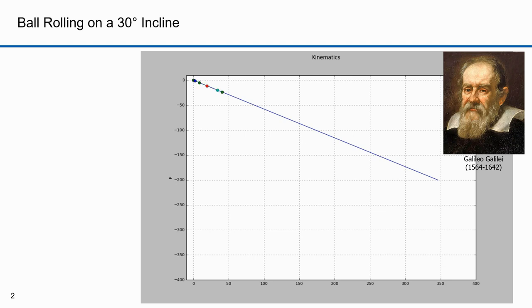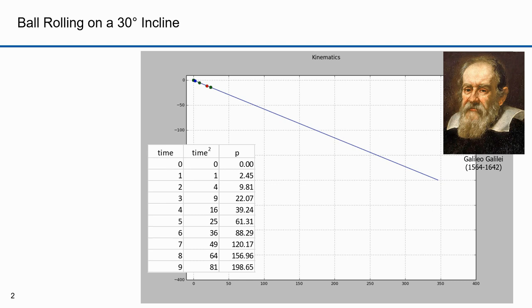Galileo used a water clock to time balls rolling down inclined ramps. He found that the total distance the ball traveled for a given time increment, like a second, was proportional to the square of the elapsed time. A ball would go 4 times as far in 2 seconds as in 1 second, 9 times as far in 3 seconds as in 1, and so on.